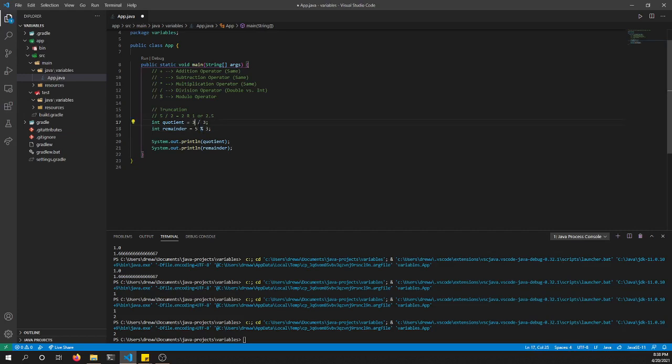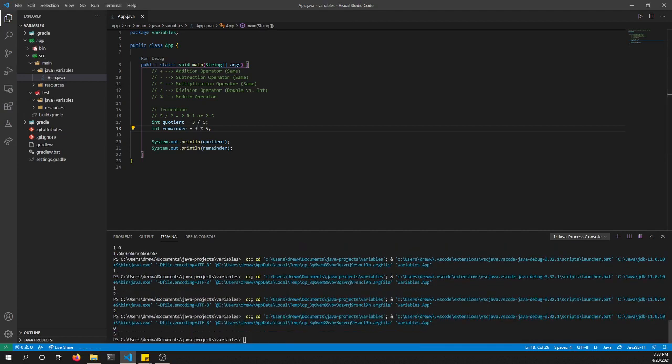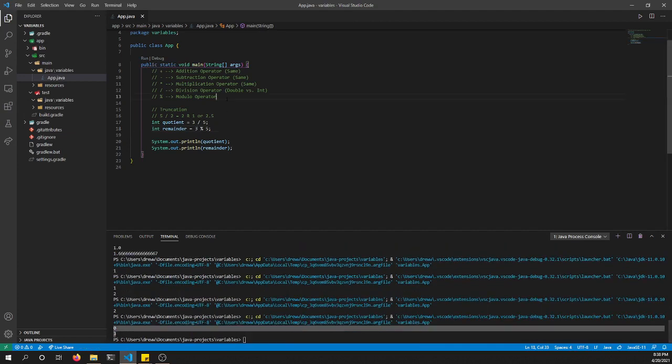And if I had flipped these, 3, 5, we know that 5 goes into 3 0 times, and 5 into 3 leaves 3 left over, because 0 is the quotient and 3 is the remainder. And if I run that, I get 0 and 3. So these are your 5 most common operators just for your traditional arithmetic.